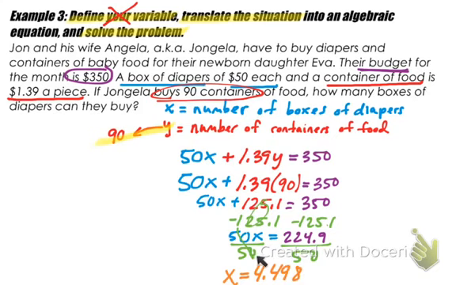So you can't actually buy 4.498 boxes of diapers. So we have to round down to exactly 4 boxes of diapers. Okay, so keep in mind we have to define our variables first, translate the situation, and then solve it. So that's your thought process whenever you read a word problem that involves variables and more than 3 sentences in your problem.